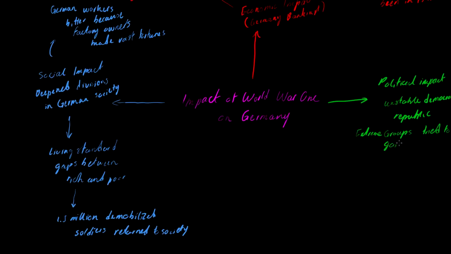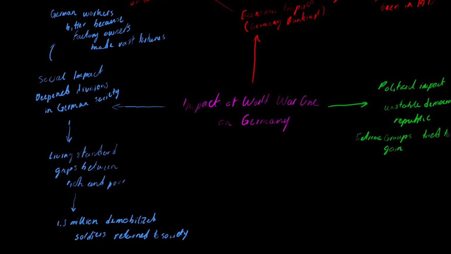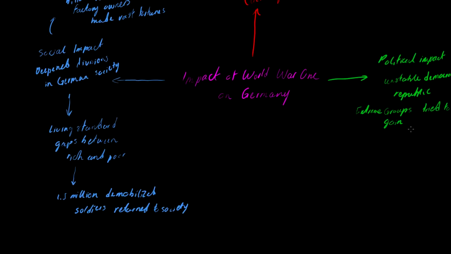We've seen this via the Spartacus revolt, the Kapp Putsch, etc. The Bavarian Soviet Republic. Extreme groups tried to gain political power. So the stresses of war led to a revolution in October to November 1918. There was fighting between right-wing and left-wing groups. So basically the war led to the German Revolution, which was basically just fighting between right-wing groups and left-wing groups, so left versus right.